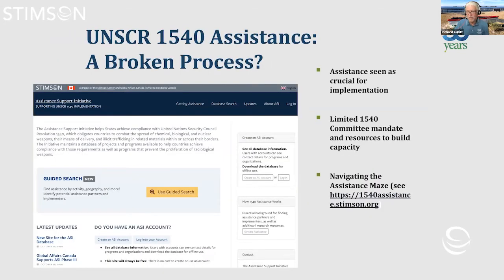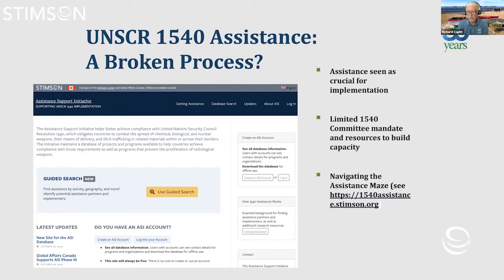One of the things that we do at the Stimson Center is we have a tool to help countries move through that assistance maze. It also is helpful for states who are offering assistance to see what everybody else is doing, what's happened in that country in the past, and what that partner has done in the past, much like for those seeking assistance, they can see who's offering what where.